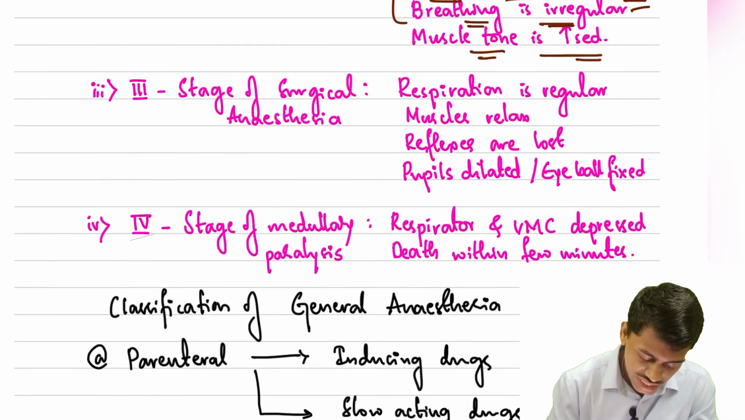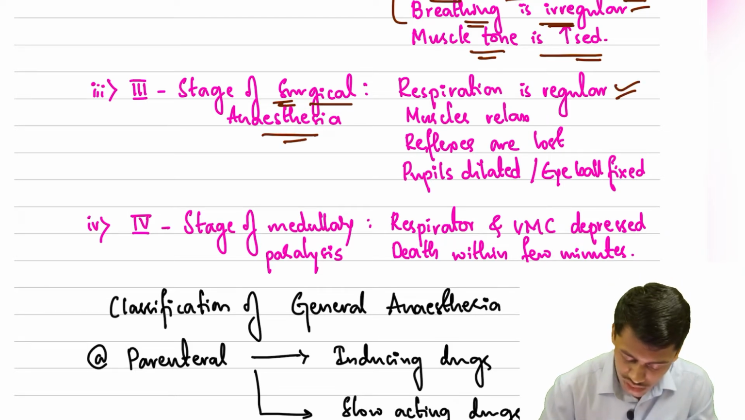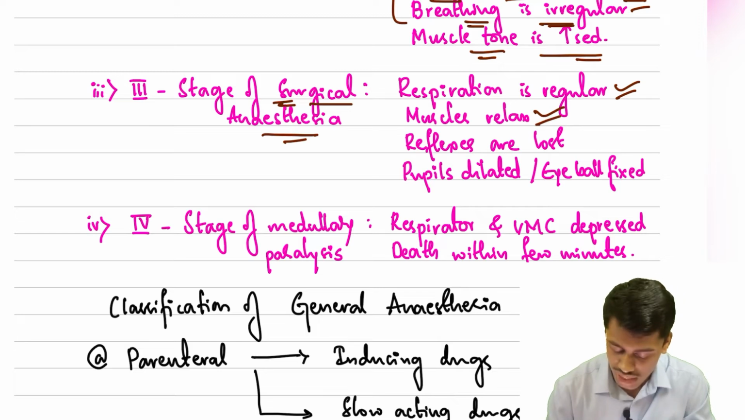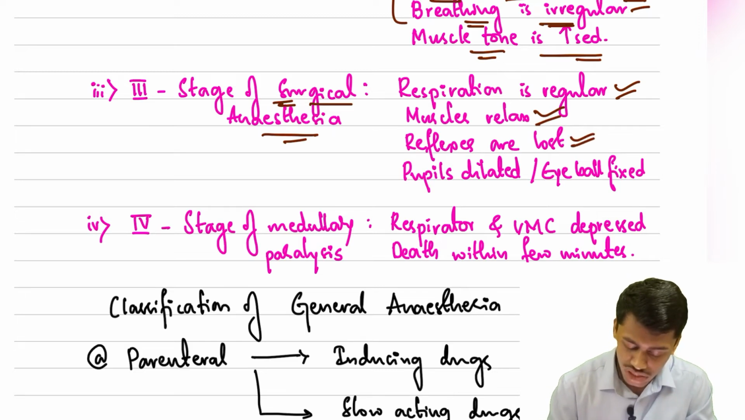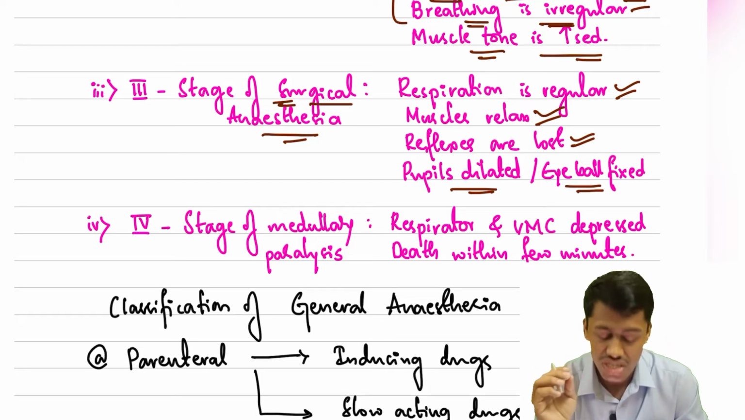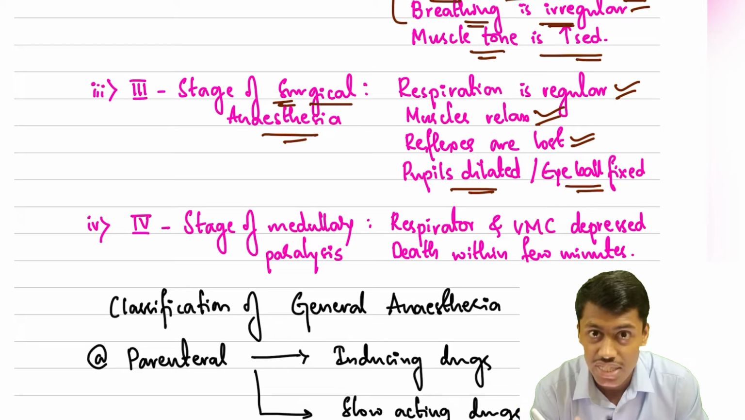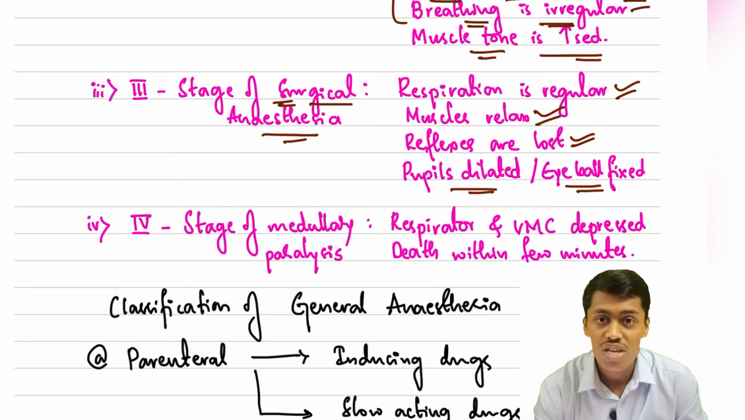Then we have the third stage called the stage of surgical anesthesia. Here, the respiration of the patient is regular. All the muscles will start to relax. The reflexes are completely lost. The pupils are dilated and the eyeball is fixed. So these are all the features of the third stage, the stage of surgical anesthesia, and it is during this stage that the surgeon will perform the surgery.